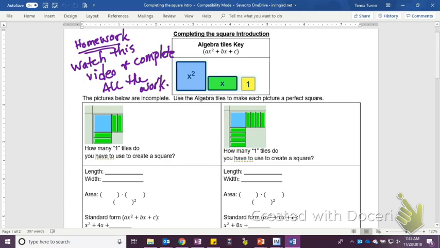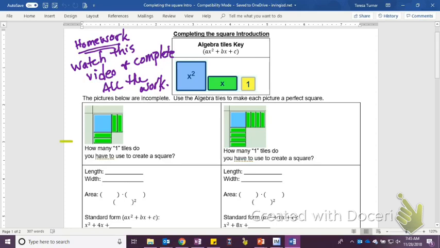Hello, this is your introduction to completing the square. This introduction is based on using algebra tiles to visually see what it is that we're trying to do to complete the square. The pictures below are incomplete. Use the algebra tiles to make each picture a perfect square.